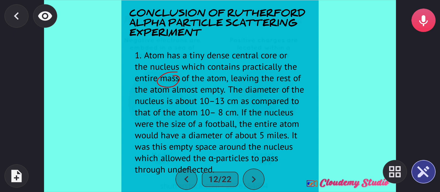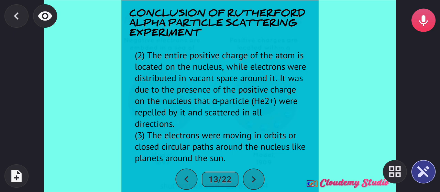Now, the second conclusion is that the entire positive charge of an atom is located in the nucleus. I've already said that the nucleus has positively charged particles, while the electrons are distributed in a vacant space, just like I mentioned now, that the electron actually occupies the whole volume of an atom. So the whole volume of an atom consists of what?